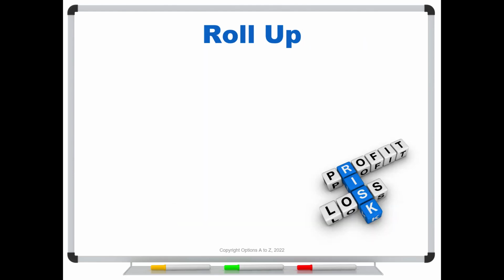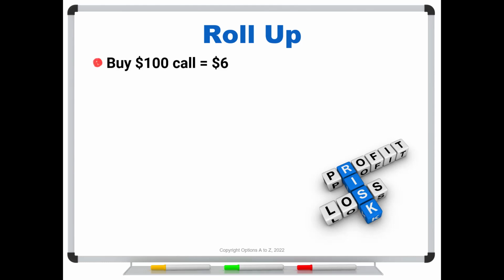So there's a lot of different types of rolls, but what I'm speaking mostly about in this video is a roll up, at least for calls. We can do a similar thing by rolling down for puts, but for this video, I'm just going to focus on rolling up because the concept's exactly the same in the opposite direction for the puts.